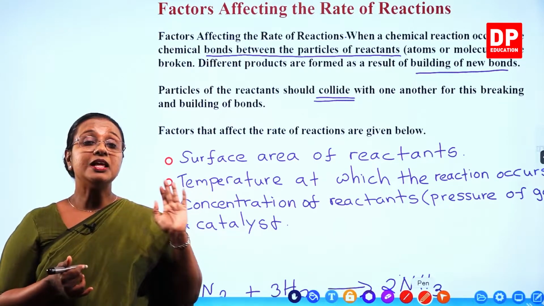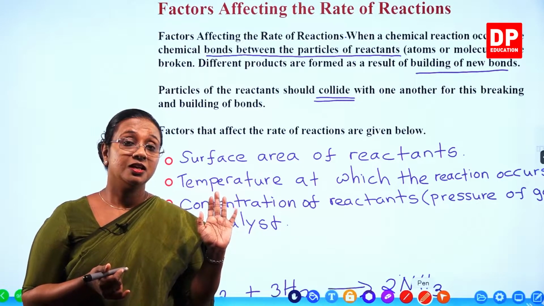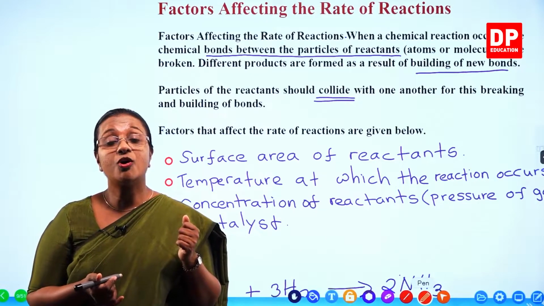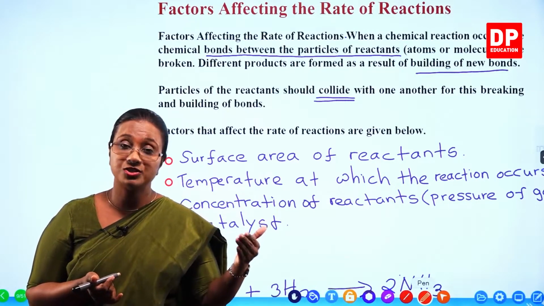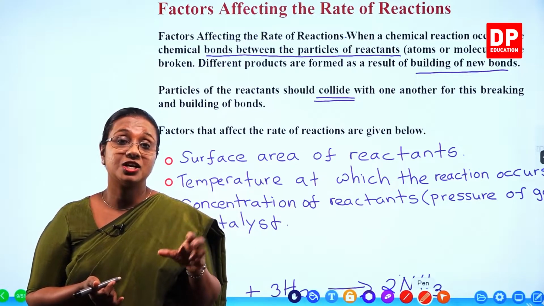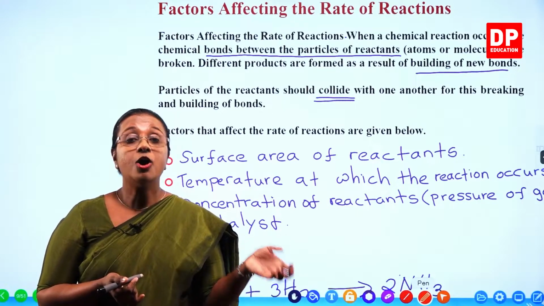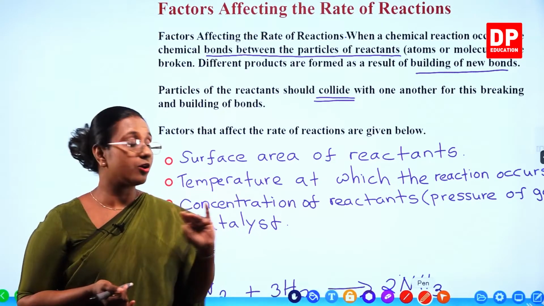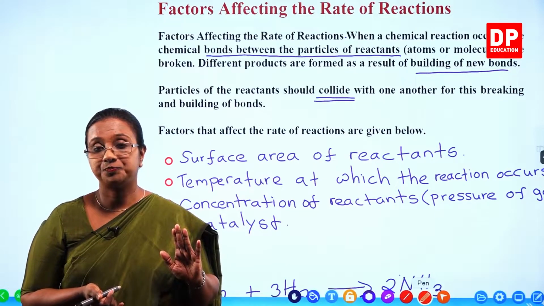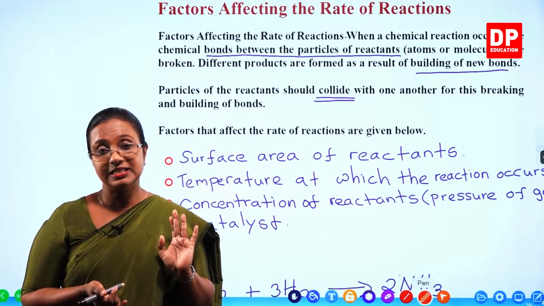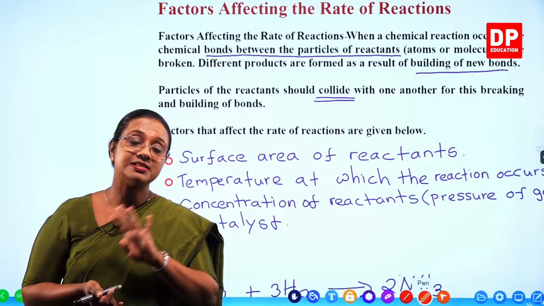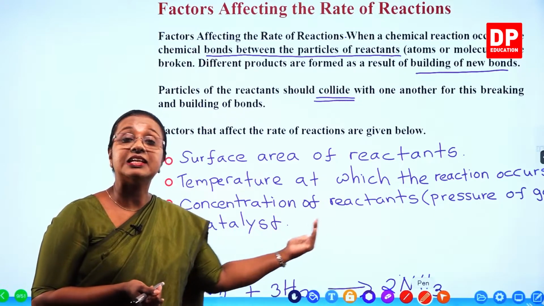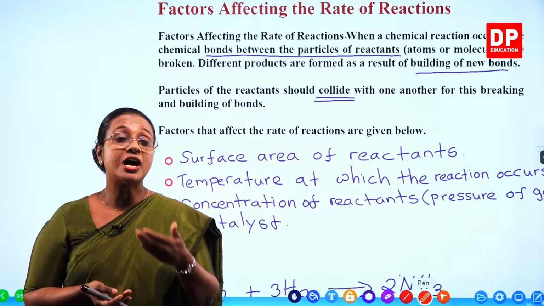For example, hydrogen peroxide. You all know hydrogen peroxide undergoes decomposition to produce oxygen gas. Water and oxygen are produced. For that reaction, either you can supply heat or you can put manganese dioxide. That manganese dioxide is a catalyst. You are familiar with enzymes. Enzymes are biological catalysts. Like that, there are chemical substances that increase the rate of reaction. Those are the catalysts.